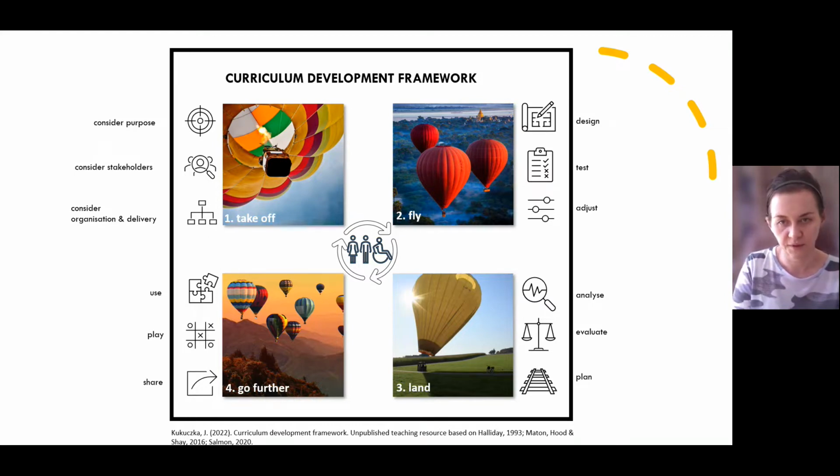The third key action, land, is all about measuring and analyzing impact and viewing the curriculum as part of the big picture considered in key action 1. Then comes the evaluation, leading to an action plan focused on strengthening what worked and improving what did not. Then we've got the final key action, go further.